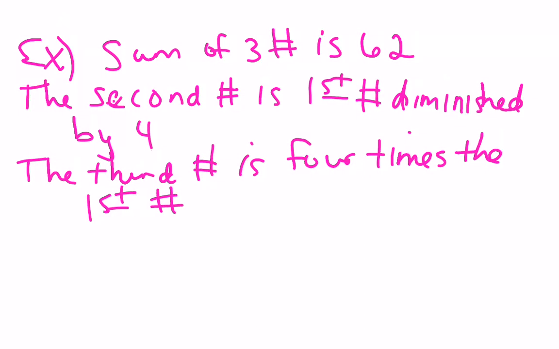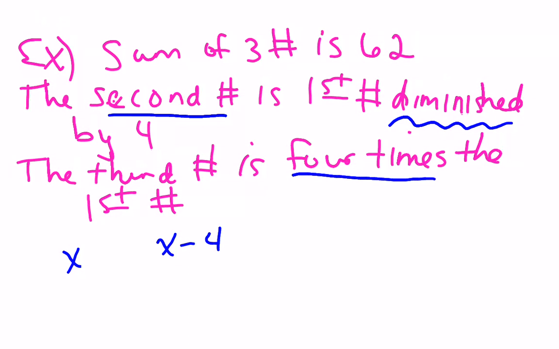Okay, so all of the information we have, notice they rely on the first number. And it would be super easy to find if we knew what the first number was. So we don't know. It's the least we know about. So we're going to give that first number a name and call it X or N, whatever letter you want. Now let's translate the second number. The second number is the first number diminished by 4. So diminished means minus, right? We're getting less. So the second number is X minus 4. And then the third number is 4 times the first number, which is 4X.